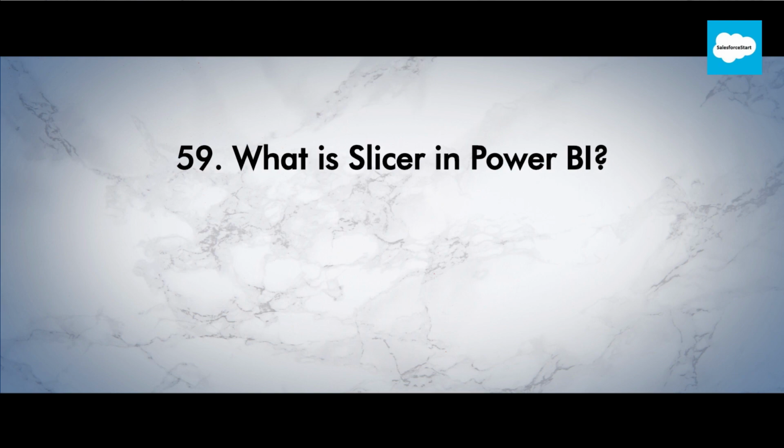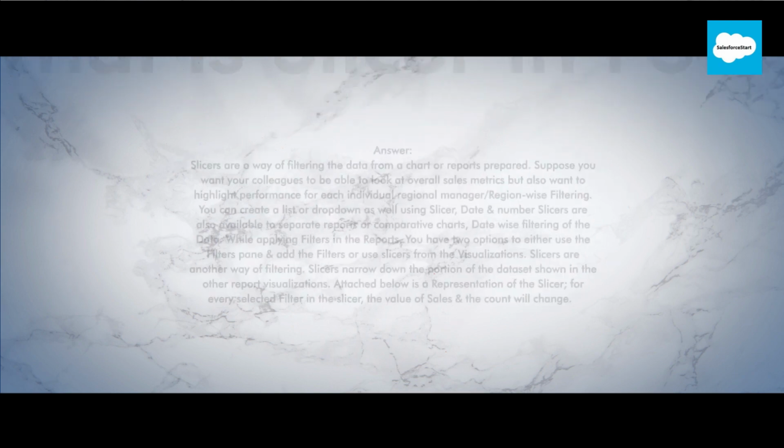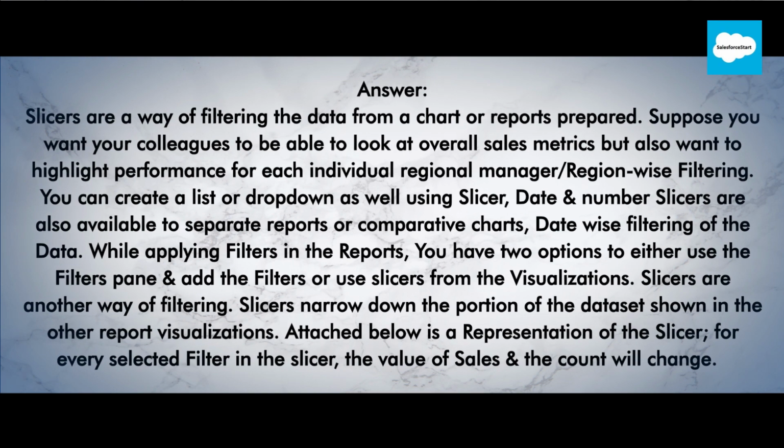59. What is slicer in Power BI? Answer. Slicers are a way of filtering the data from a chart or reports prepared. Suppose you want your colleagues to be able to look at overall sales metrics but also want to highlight performance for each individual regional manager, region-wise filtering. You can create a list or drop-down as well using slicer. Date and number slicers are also available to separate reports or comparative charts, date-wise filtering of the data.